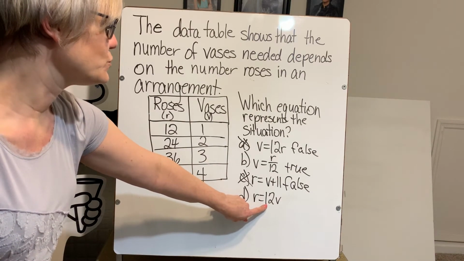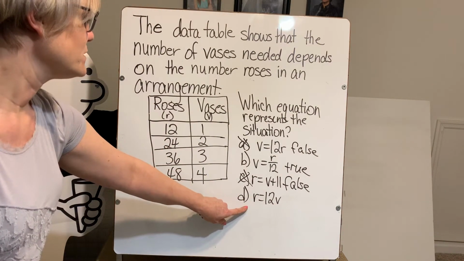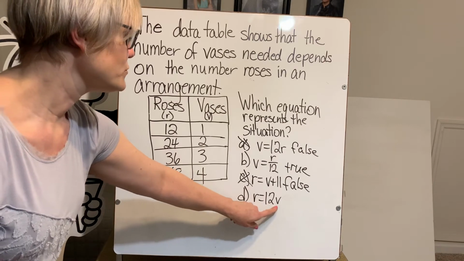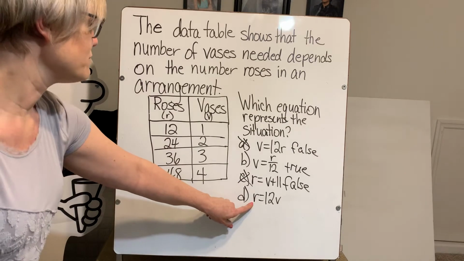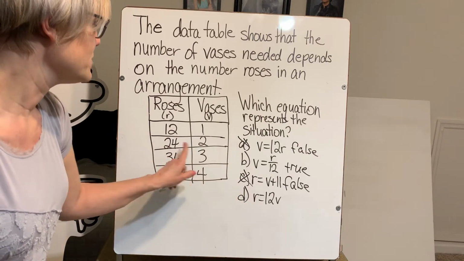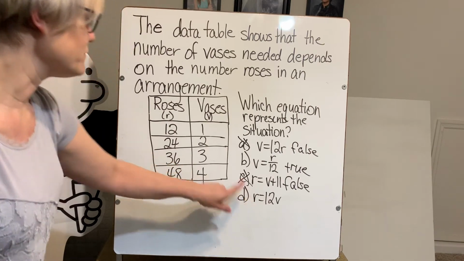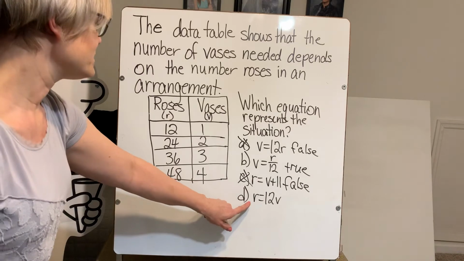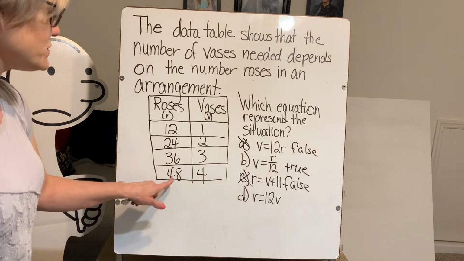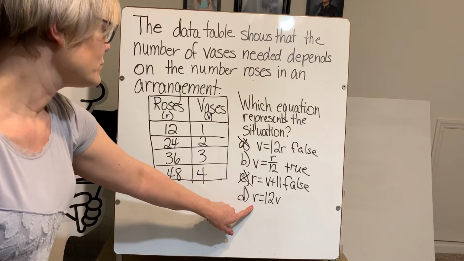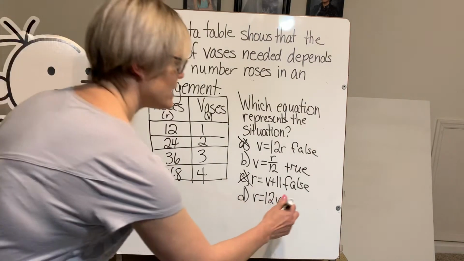R equals 12 times V. So if we have 12 roses and we have 1 vase, we've got 12 times 1 equals 12. So let's do 24. 24 for the roses. So we've got 12 times 2 equals 24. Well, that works. What about 36? If we've got 36 roses, 12 times 3 equals 36. Well, that works. 48 for the roses, 4 for the vases. 12 times 4 equals 48. That works. That one is true.